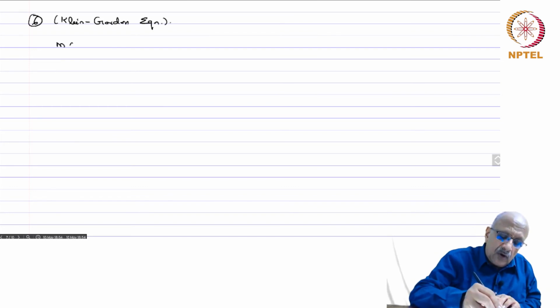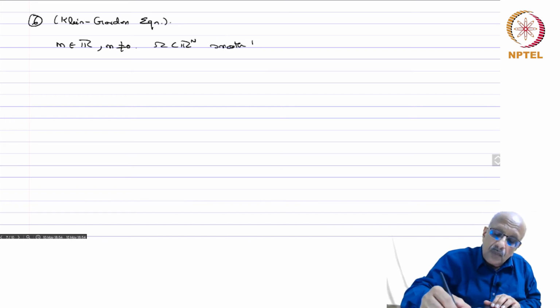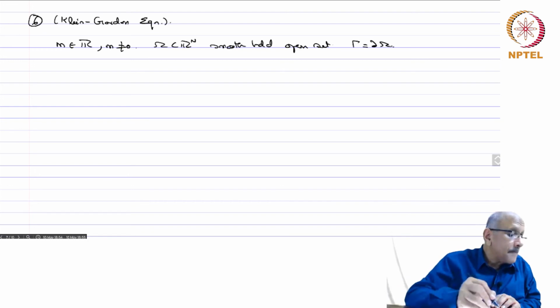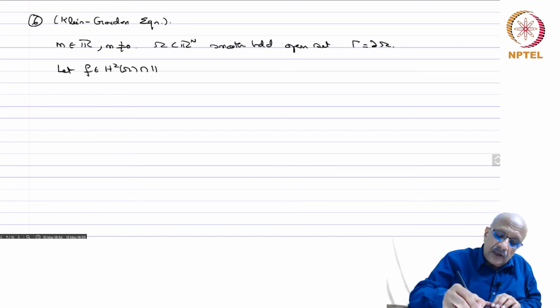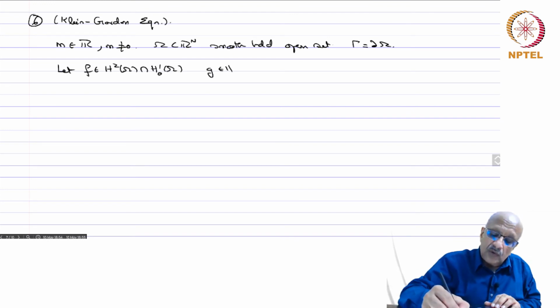So, let M belong to R, M not equal to 0, and Omega in R^n a smooth, bounded open set, Gamma equals the boundary of Omega. Let f belong to H^2(Omega) intersection H^1_0(Omega) and g in H^1_0(Omega).